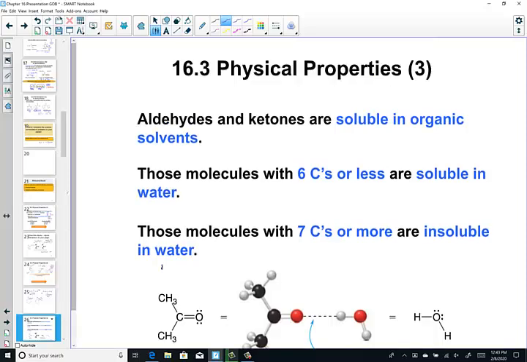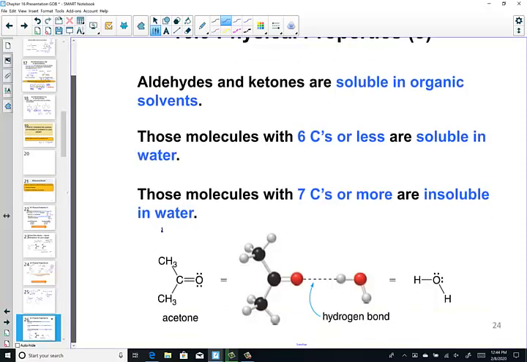So you can see 1, 2, 3 carbons. At carbon 2 is a ketone. So this very much is water soluble. But if I had total carbons of 7 or more, then it would be insoluble in water.